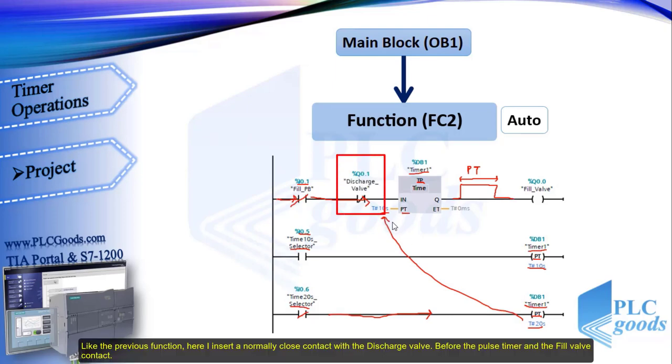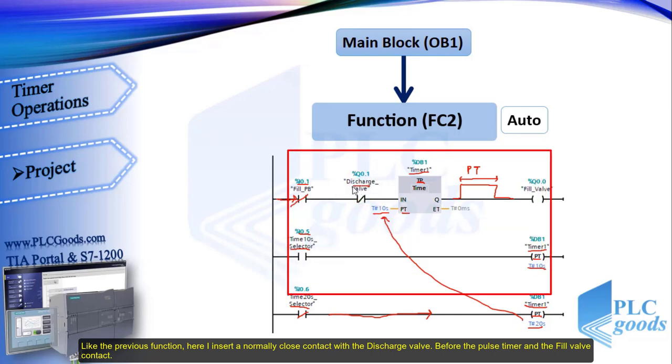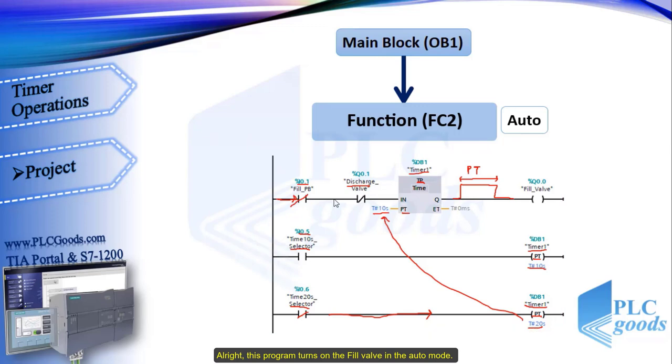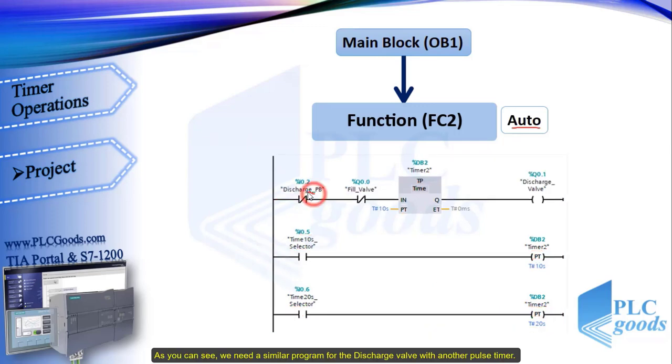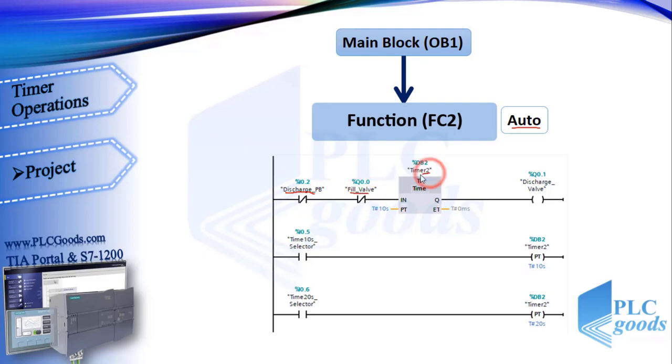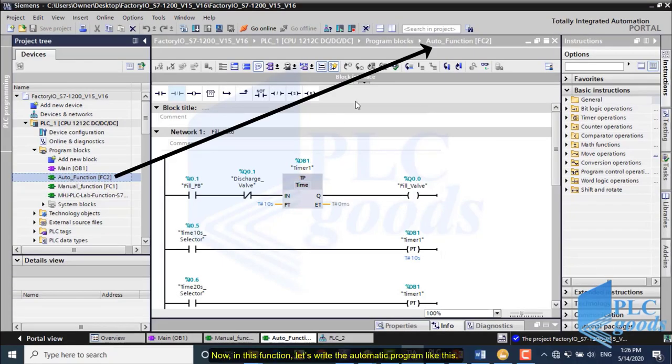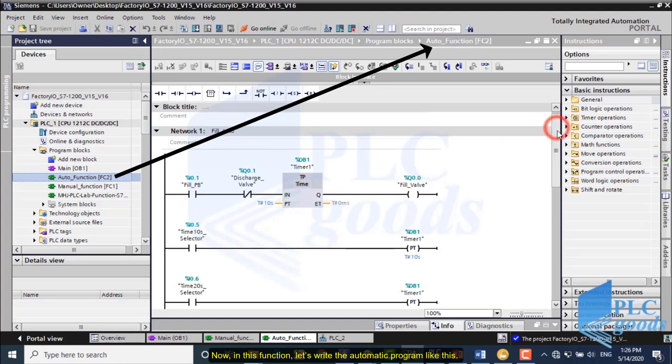Like the previous function, here I insert a normally closed contact with the discharge valve before the pulse timer and the fill valve contact. Alright, this program turns on the fill valve in the auto mode. As you can see, we need a similar program for the discharge valve with another pulse timer. Pay attention here. A normally closed contact is used because the discharge push button is a normally closed one. Now in this function, let's write the automatic program like this.